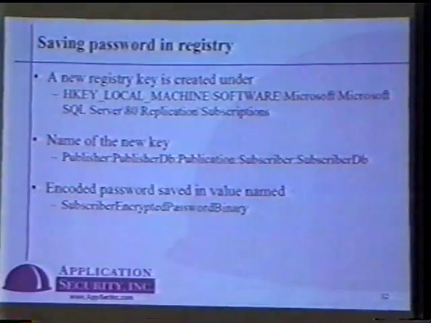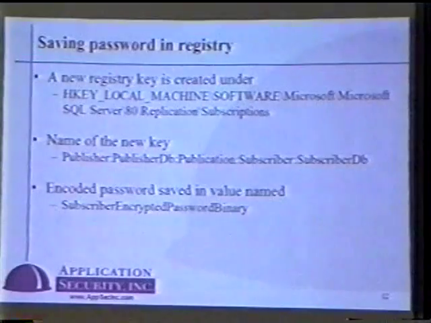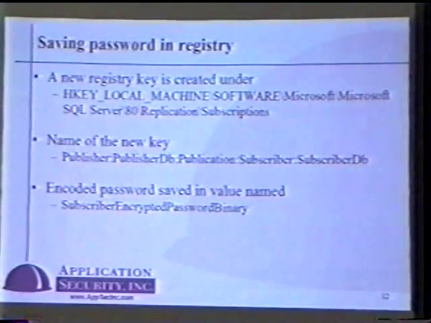This is the registry location it's stored under. It's stored under HKEY_LOCAL_MACHINE, and the name of the key is dynamic. It really depends on what your publisher's name is, so depending on what the subscription name and the publication name are, is how it will create it. We'll show you an example. And it's stored under the value SubscriberEncryptedPasswordBinary.